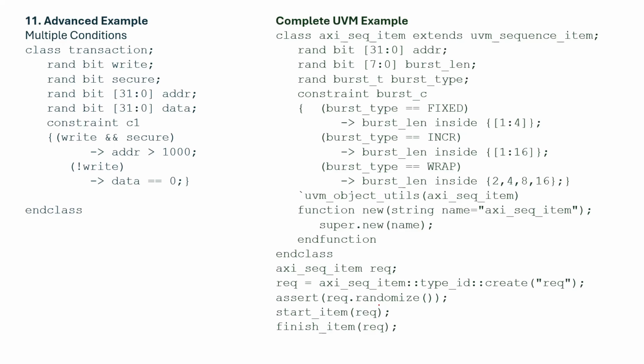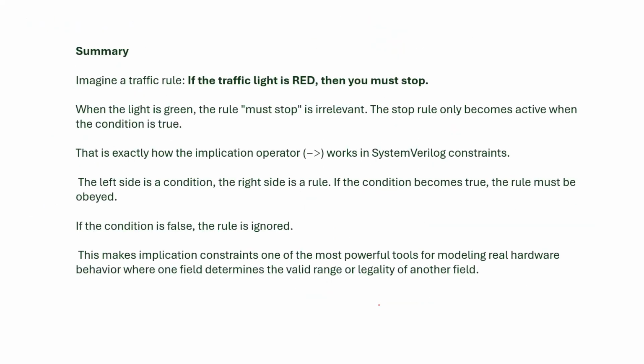This is a UVM example, don't go for this. Okay, I will explain. In the sequence item only we are writing the constraints. Just read this one.